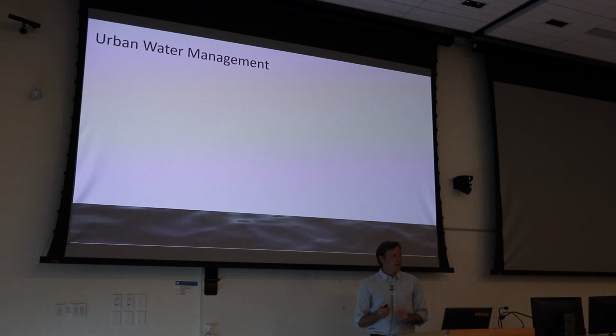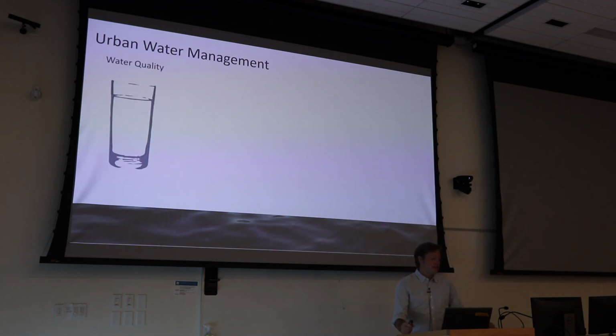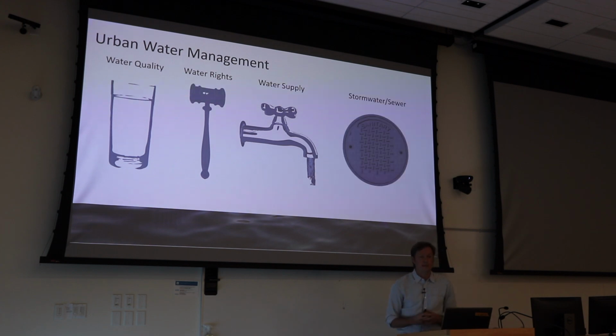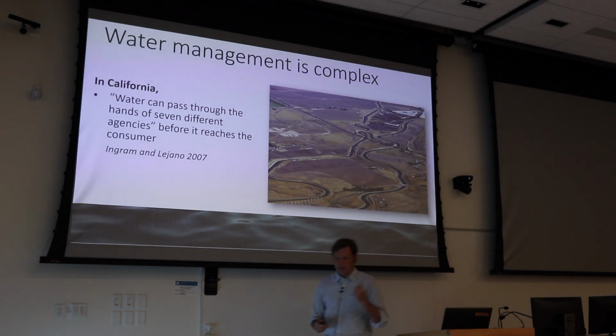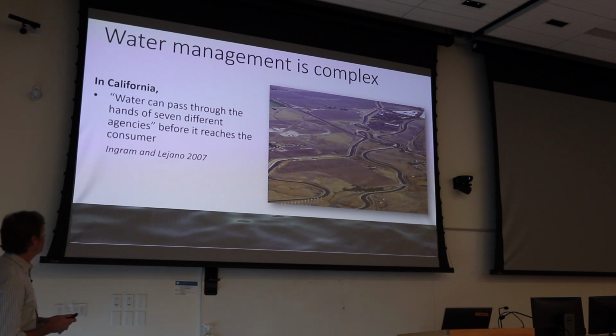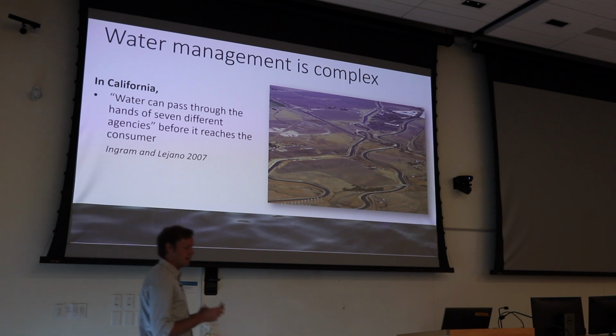So when I talk about urban water management, I'm talking about all the agencies that are responsible for water quality, water rights, who can use that water, water supply, so who's pressurizing it and getting it to houses and businesses, and then agencies that are managing wastewater and stormwater. Sometimes it's one agency that does all this. Sometimes it's 5, 10, 15. Water management is very complex, and I love this quote from a study out in California, that water can pass through the hands of 7 different agencies before it reaches consumers. So just illustrating how complex this is.